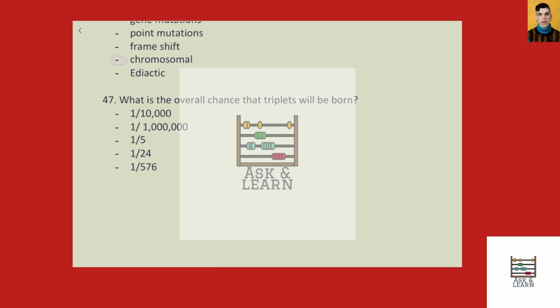And then the final question is about the overall chance of triplets being born. And this is quite low. So naturally, triplets occur in about 1 in 10,000 pregnancies, whereas twins is 1 in 250. So they're quite a lot rarer than twins.